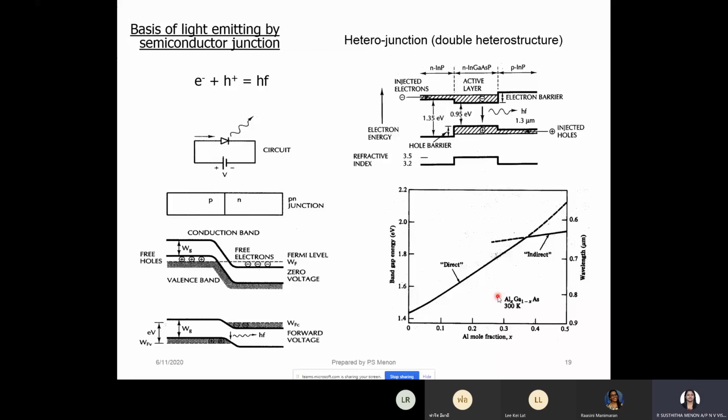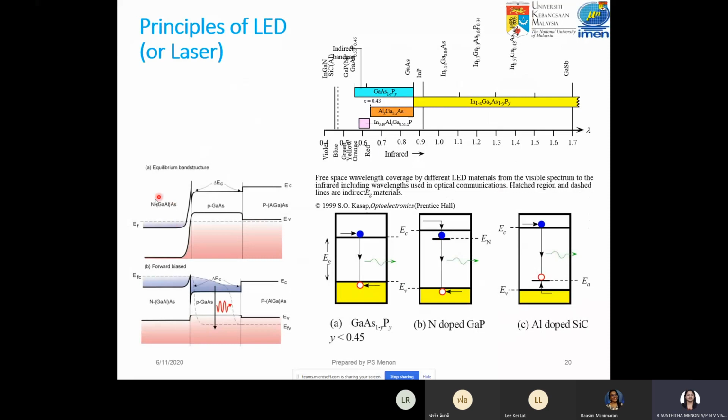Okay, this is just a further explanation from just now. Same, for equilibrium, you have the P region and the N region, and over here is the active region. So you can see the bandgap is very, very high without voltage. But once voltage is supplied, the electrons can flow to the active region. When electrons flow to the active region, they can recombine with the holes. And when they recombine, energy is dissipated as photon energy. So this is the basis of emission.